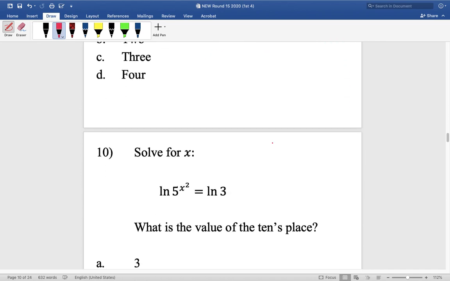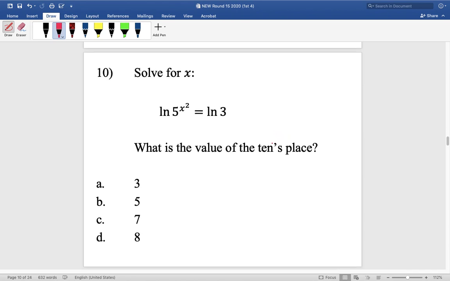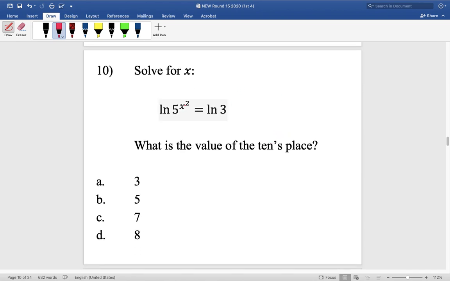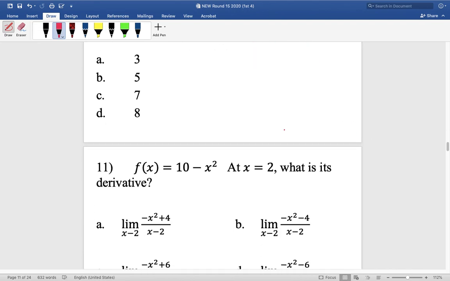Number 10, solve for x. Here again, we have variables in the exponent. We can pull that down because it is a log function. So now we have x squared natural log of 5 equals natural log of 3. Divide both sides by the natural log of 5, and then take the square root of both sides. Don't estimate till the very end.